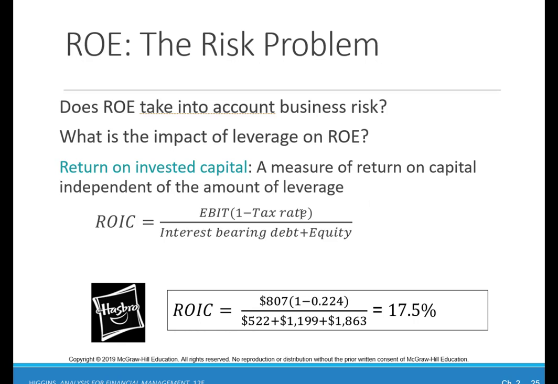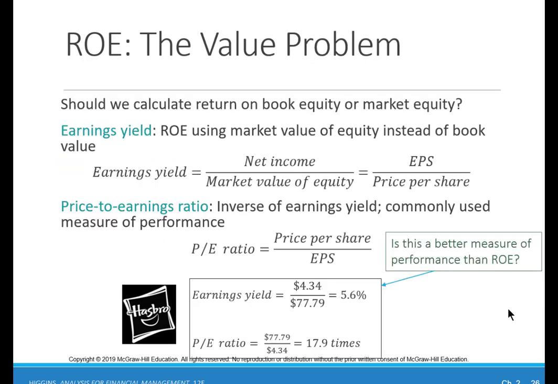amount of leverage. So you take EBIT times 1 minus the tax rate. So this is the operating profit after taxes. And you divide it by the interest-bearing debt plus equity. So again, the greater this number, the greater the return on the invested dollars. These are dollars that have been invested by the outside world, right? Shareholders and creditors. So the higher the number, the greater the return on invested dollars is.